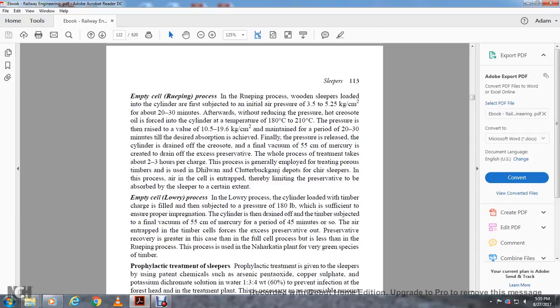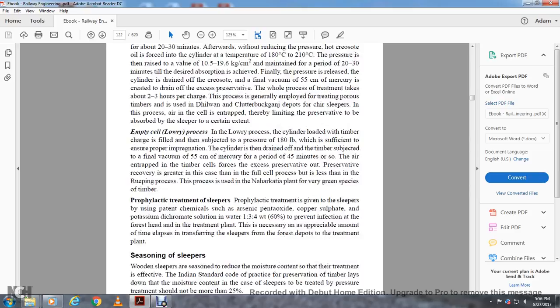The air entrapped within the timber cell forces the excessive preservative out. The preservative recovery is greater in this case than in the full cell process, but less than in any rooting process. The process is used with the Nahracot plant and the very green species of timber.